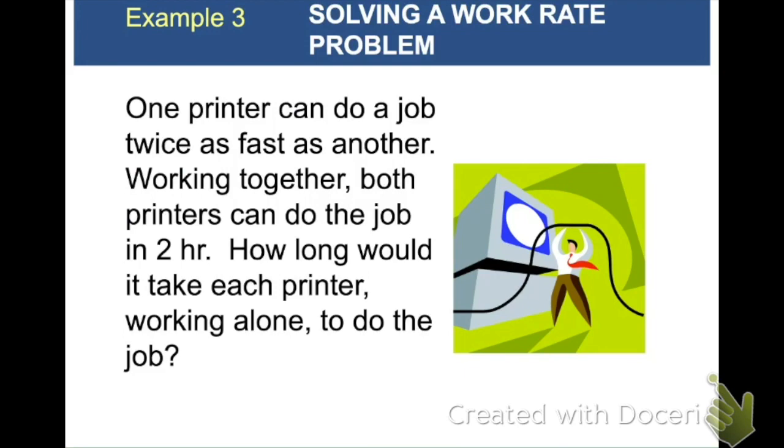For example 3, we have the following word problem. One printer can do a job twice as fast as another. Working together, both printers can do the job in 2 hours. How long would it take each printer working alone to do the job?